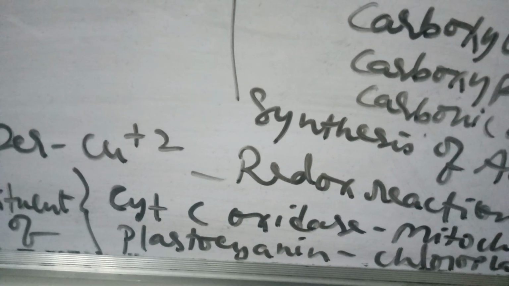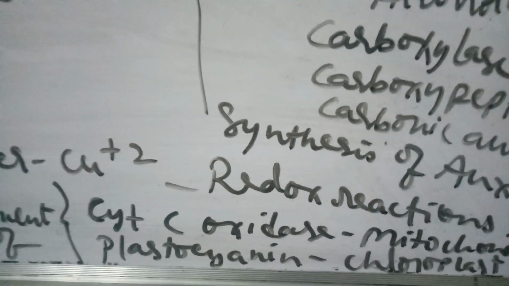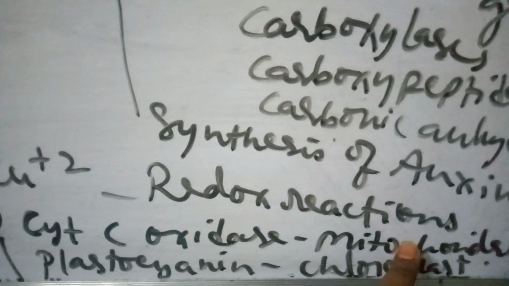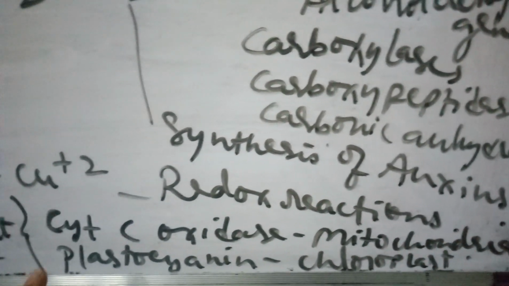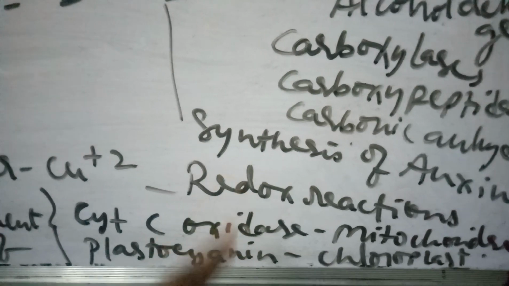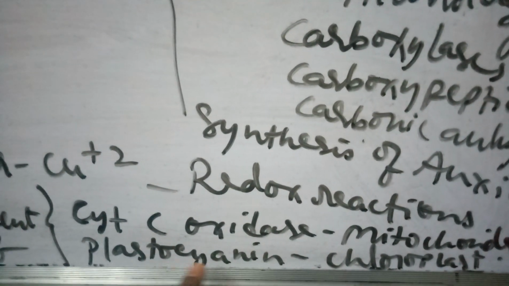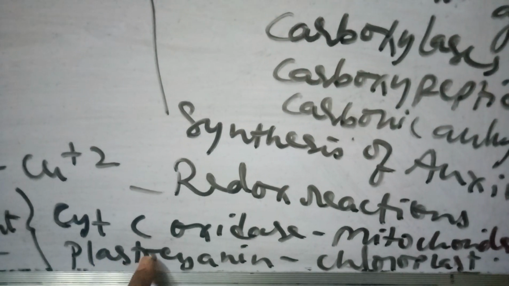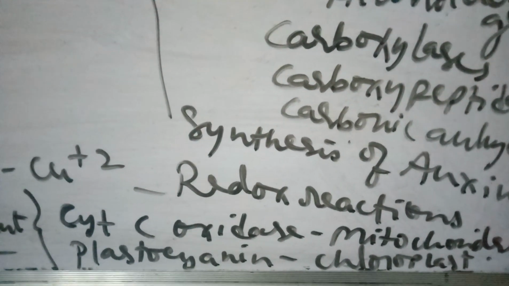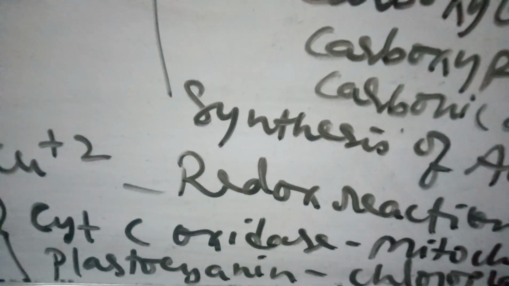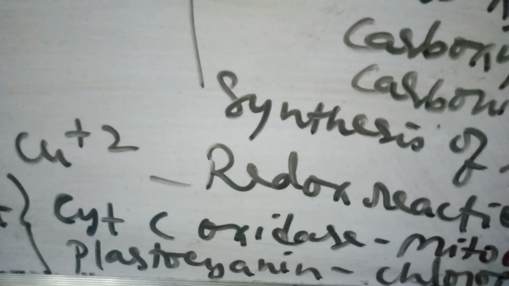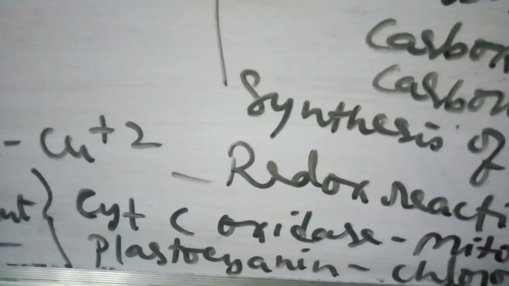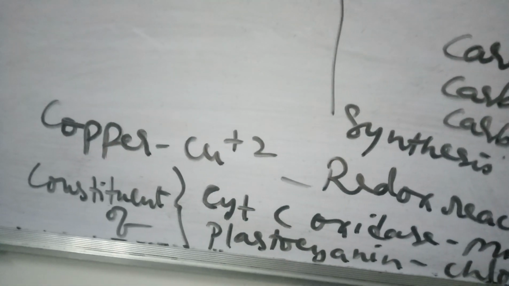of 2 very important electron carriers. Cytochrome C oxidase is present in mitochondria during respiration and acts as an electron carrier. Plastocyanin is present in the chloroplast, and during photosynthesis plastocyanin acts as an electron carrier. Copper is a constituent of these 2 electron carriers, cytochrome C oxidase and plastocyanin. Very important point to be remembered.